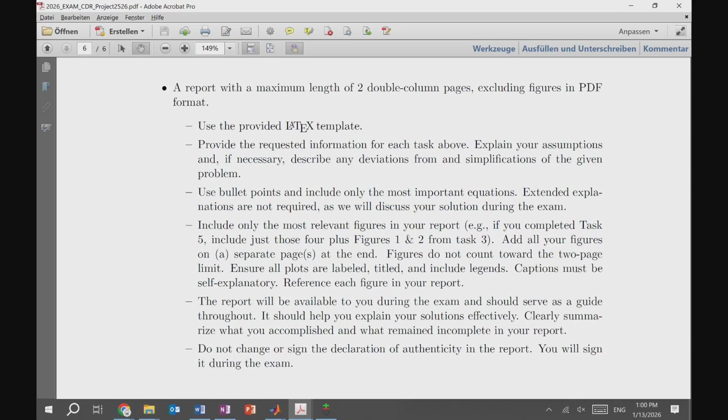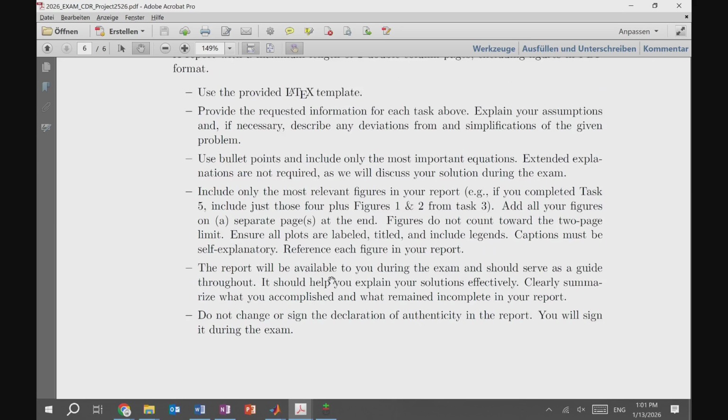We'll give you a LaTeX template, so we recommend that you do all this in LaTeX. And then 4 figures, the most relevant ones, which for most of you, if you finished everything, are going to be the 4 figures produced by task 5, by the last problem. And then you can basically print these 4. They don't count towards the 2 pages. And then you will get the report. You have to sign it, that this is your own work. You will get it during the exam.